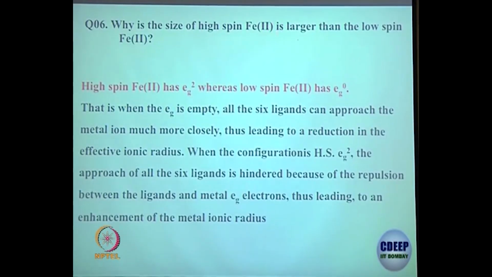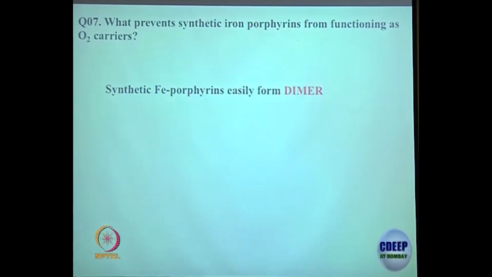Why is the size of high spin iron 2+ larger than low spin iron 2+? We say that going from high spin t2g4 eg2 to low spin you are going to t2g6. Eg is out. Eg out means a lot of repulsion is out, and the iron center is becoming smaller. High spin to low spin, size gets smaller. Okay, it is written over there.